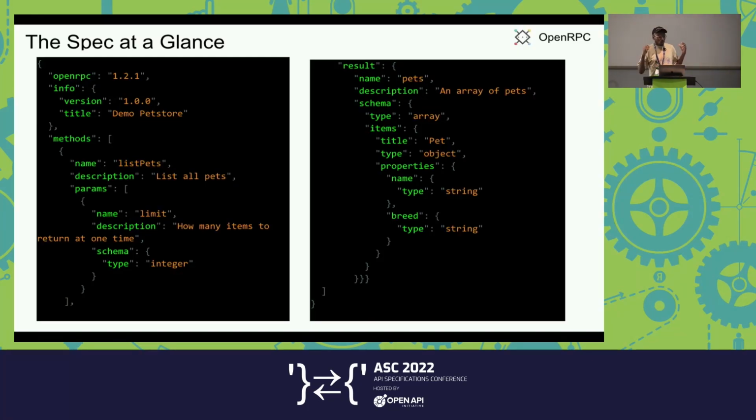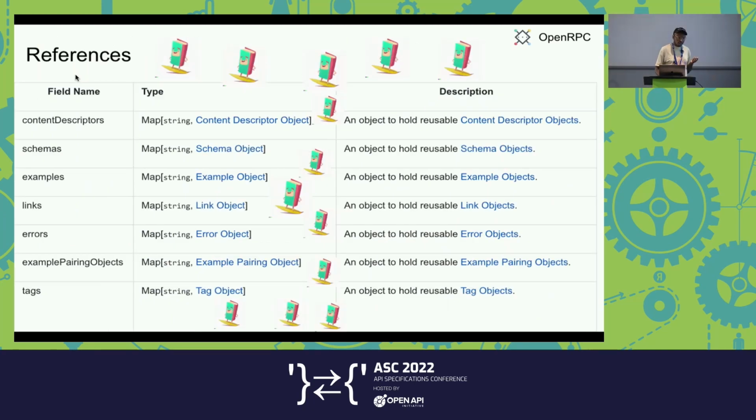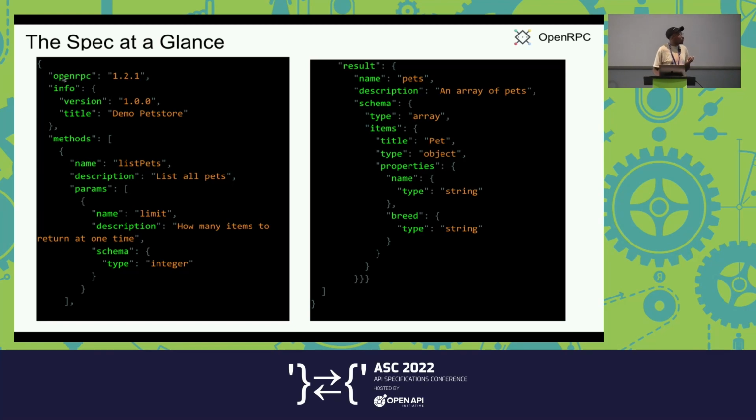So what is the spec? Here we are. All right, the spec at a glance looks like this. So the start of the spec is the OpenRPC version. So here we're saying the version is 1.2.1, and every OpenRPC document starts like this. The next section that we have is info, which is kind of metadata about the spec. So we're saying that our JSON-RPC API for this demo pet store is at version 1.0.0, and it has this title, demo pet store.